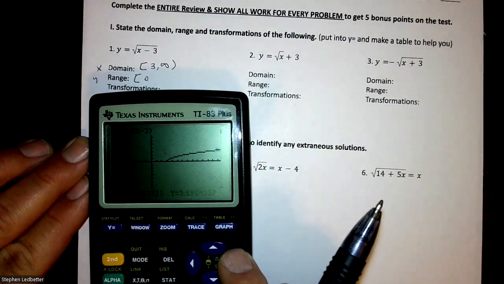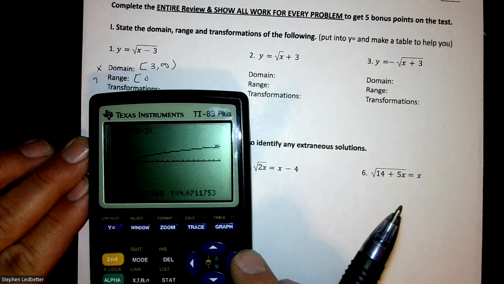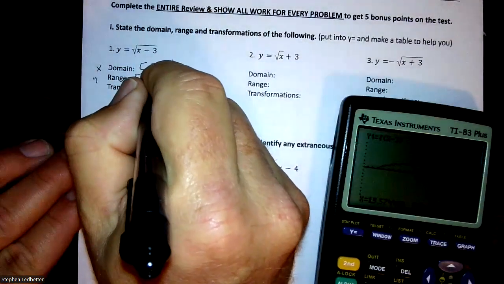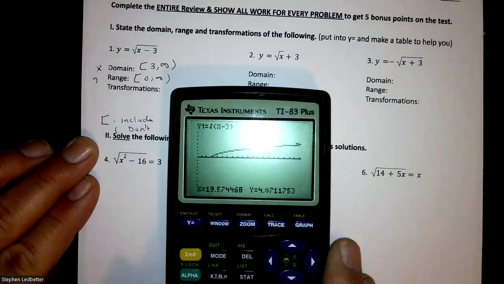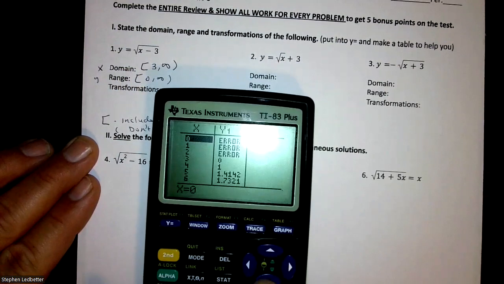We can scroll over, and you can see it keeps going a little higher and a little higher and a little higher. So we're going to just say that it is positive infinity. Close with a parenthesis right there. Now, I know they want you to look at the table. If you look at the table, it starts at 3.